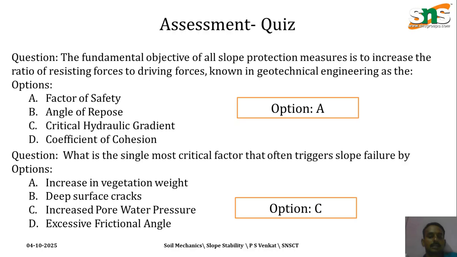Next question, what is the single most critical factor that often triggers slope failure? The answer is increased pore water pressure. So among all these factors, pore water pressure plays a major role in slope failure.